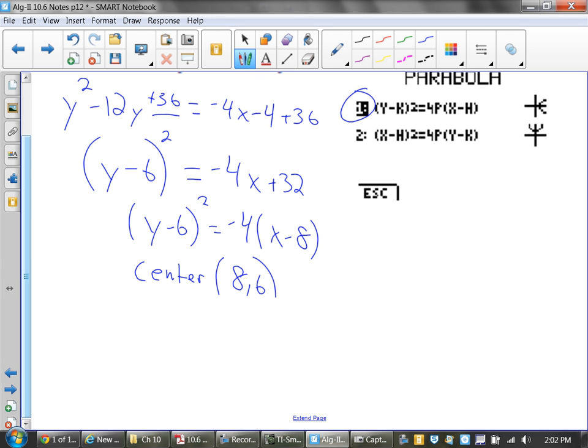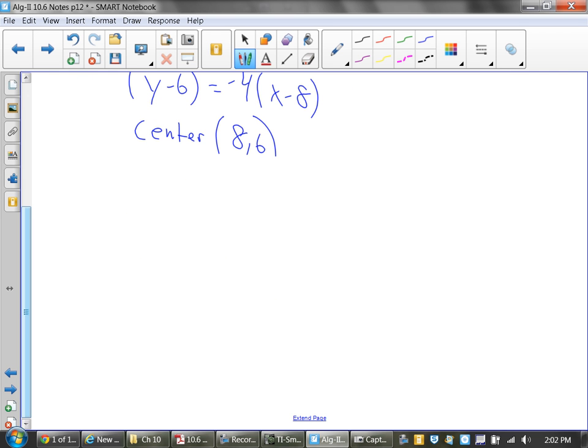Okay. So here's what we do. This is the new part of this. When you go to graph this, 8, 6. When you graph that, I know it's a y squared and it's got a negative term. So is it going to go left or right? It's going to go left. So that means we have to figure out what our p value is. I know, according to my generic equation, that the 4p has to equal negative 4. So what's p?